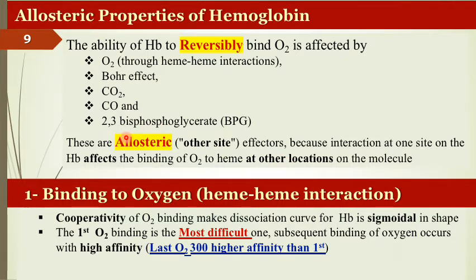Again, binding of any of these molecules, carbon dioxide, carbon monoxide, BPG, at one site of hemoglobin affects the binding of oxygen to heme at another site in another peptide chain of the hemoglobin. And we are going to explain in detail.